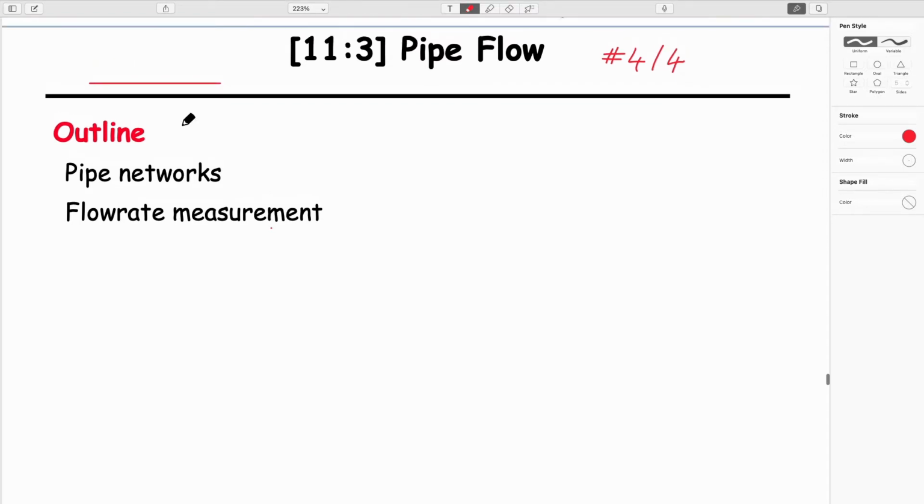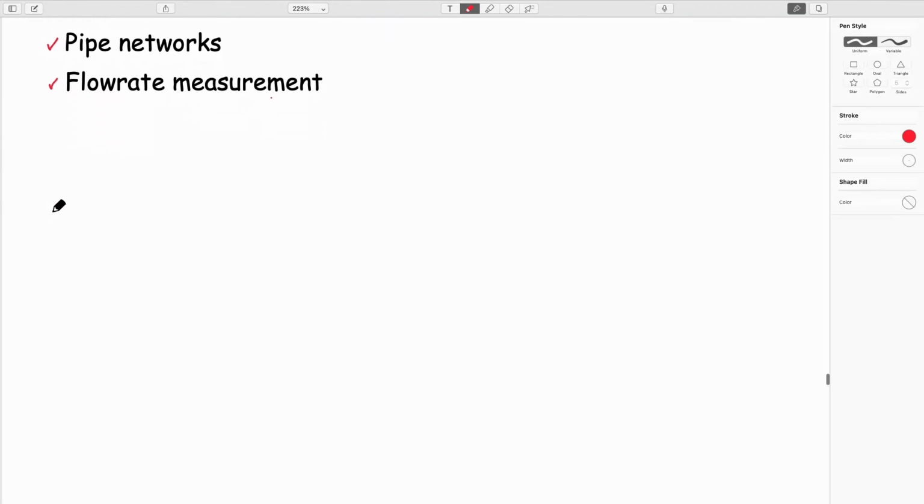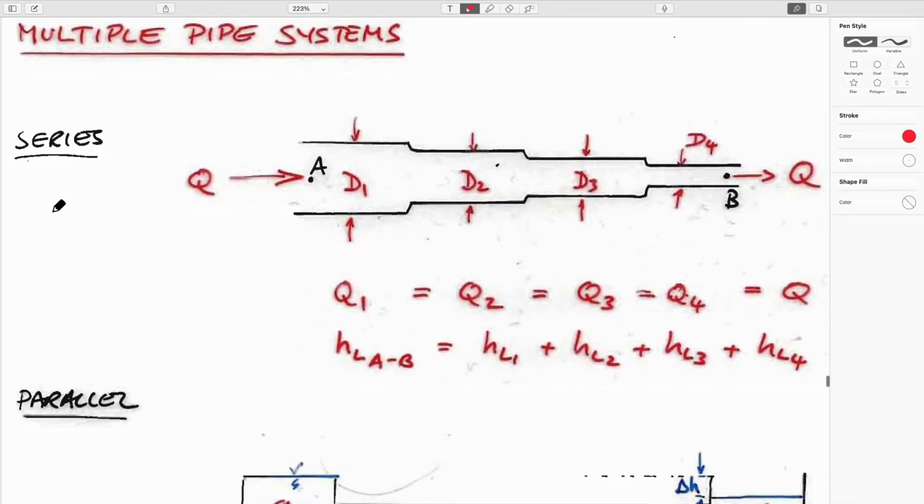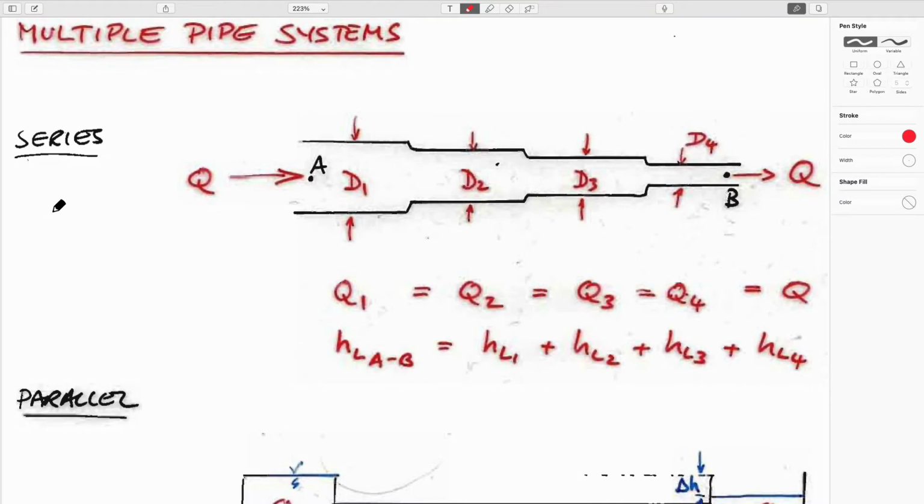So today we'll talk about these 2 things. We'll talk about pipe networks to close things out, and we'll talk about flow rate measurements. I'm guessing we have time to talk about both. I'll use the notes that you have. It's really pretty straightforward. I won't draw out Bernoulli again to define exactly what that is. You know it well enough.